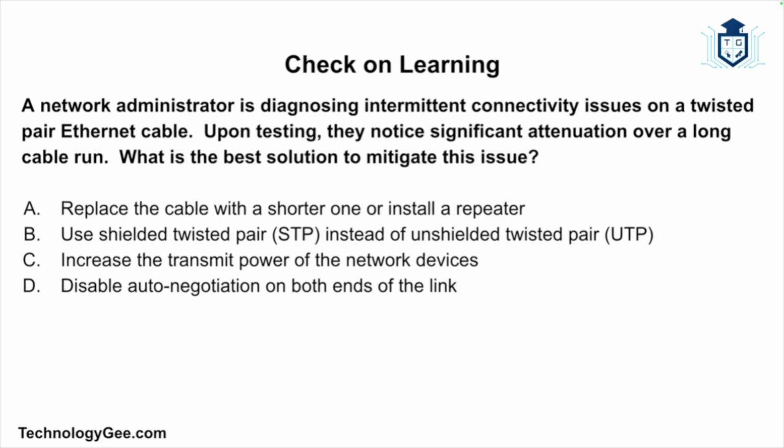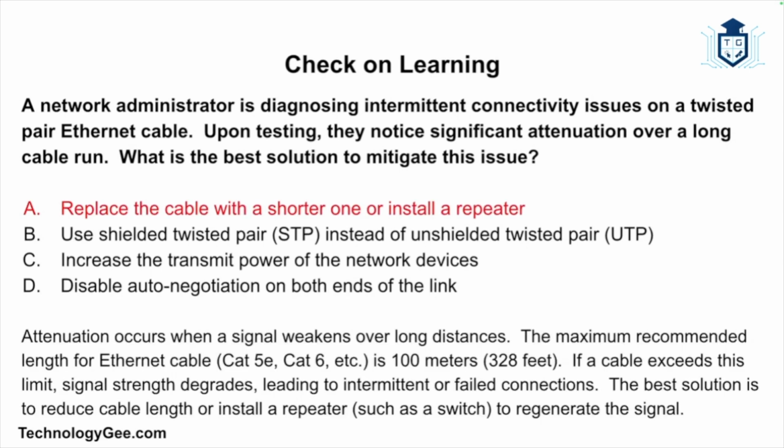Would it be use shielded twisted pair instead of unshielded twisted pair? Would it be increase the transmit power of the network devices? Or would it be disable auto negotiation on both ends of the link? And the correct answer is to replace the cable with a shorter one or install a repeater.